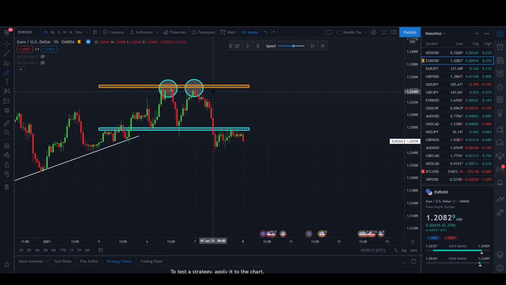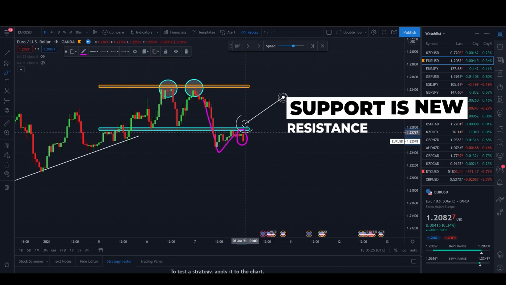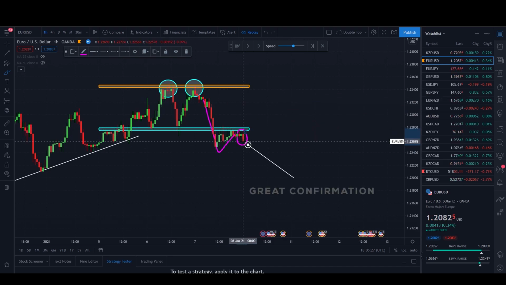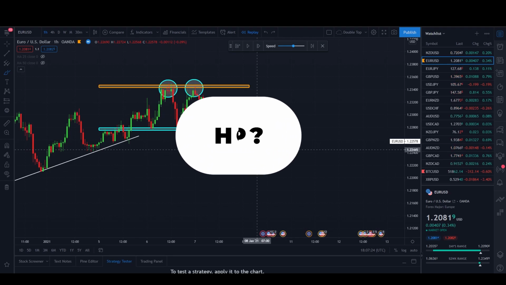So as I mentioned before, I like those push and exhaustion moves to a previous area of sensitivity because they definitely will secure my entry. So as you can see, push, exhaustion, previous area of sensitivity, support is now acting as the resistance, and we have a price action confirmation with a nice bearish engulfing candle. So what about the stop loss and take profit levels?